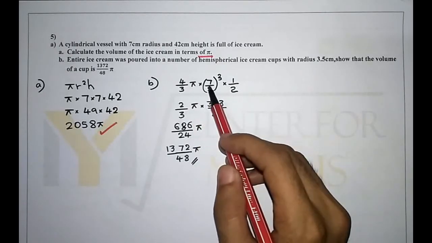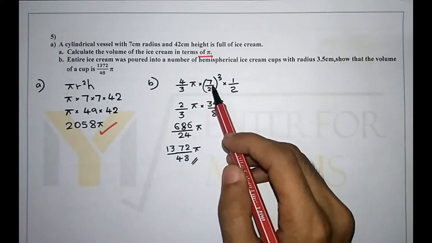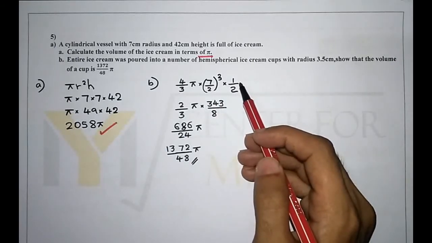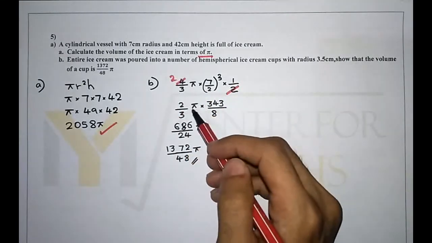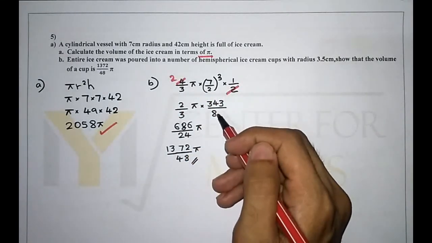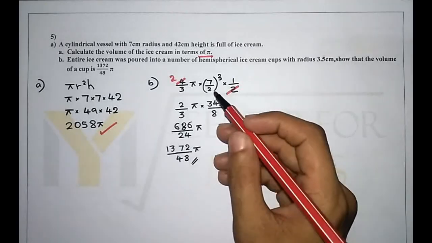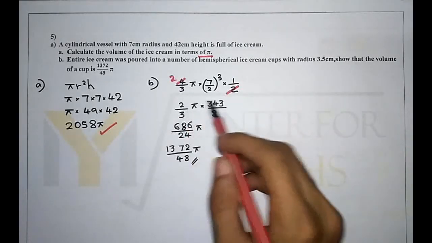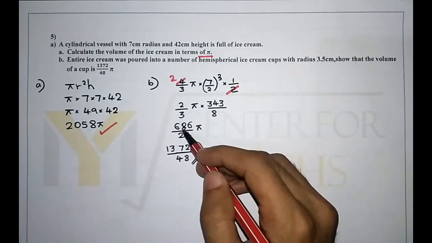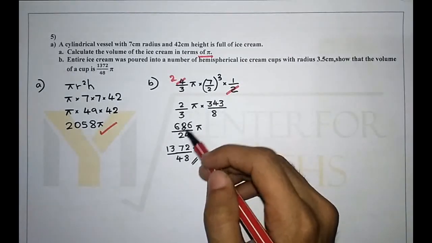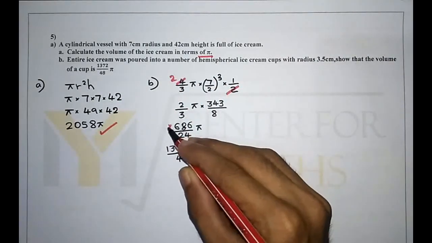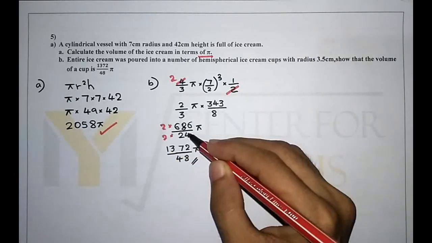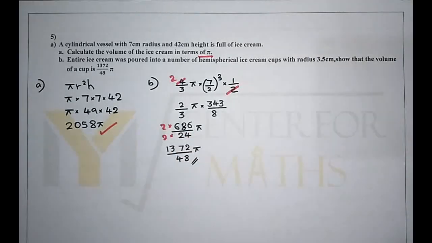So 4 over 3 πr cubed, that's the common formula, and we multiply that by half because it's a hemisphere. Now we'll simplify. 2 to 4 we can cancel, then it's 2 over 3 π, 7 to the power 3, which is 343 over 8. Now we can cancel further, but I'm going to multiply that. 2 into 343 is 686, and 3 times 8 is 24. But they're asking for this answer, so I'm going to multiply both by 2. Equivalent fractions. So the answer is 1372π over 48.5. That's it.